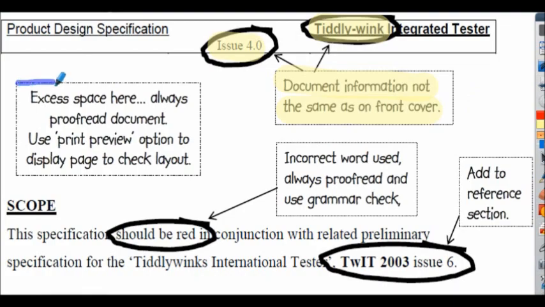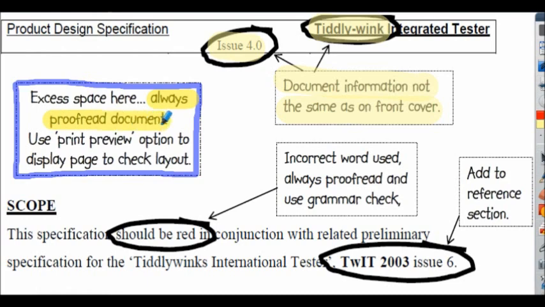We've already highlighted that there's an excess space at the top of the document for some reason, and this could have been found by proofreading the document, so we should always proofread our documents before issue, and also using the print preview option within the word processing package would help to display the entire page and again check for layout issues. Here an incorrect word has been used. This sentence should begin with 'This specification should be read'. We have the wrong 'red' there, it's a red colour, so we've got an incorrect word used. So again we should always proofread the document and indeed also use our grammar check.